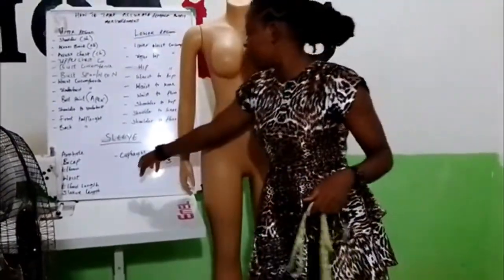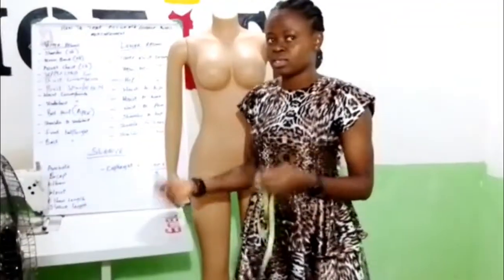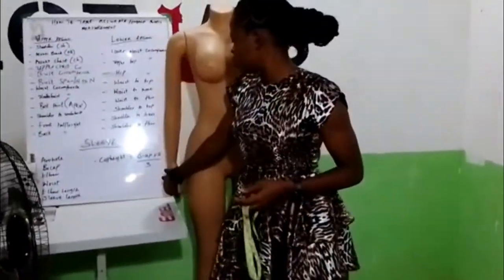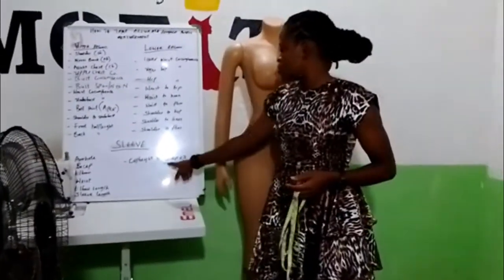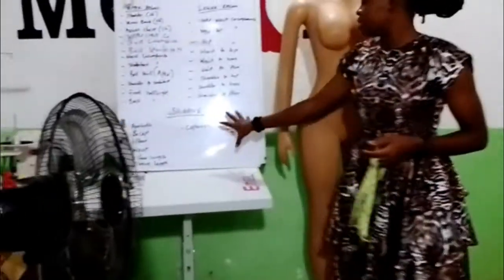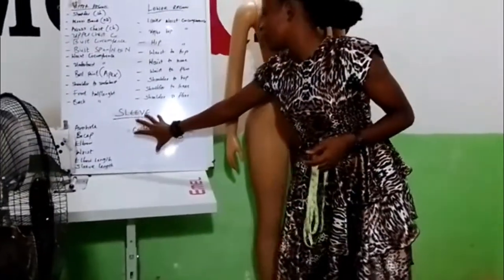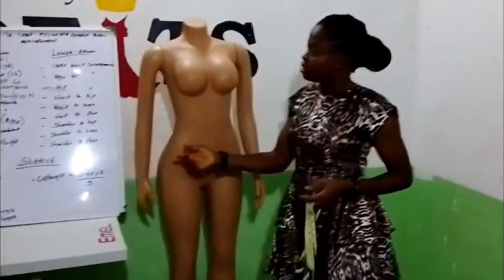And then there is another one, which is the cap height. You'll be using this when you are drafting the sleeve. To calculate the cap height, you use your bicep plus 2, divided by 3. That is how you calculate your cap height, or the depth of crown, which is another name.